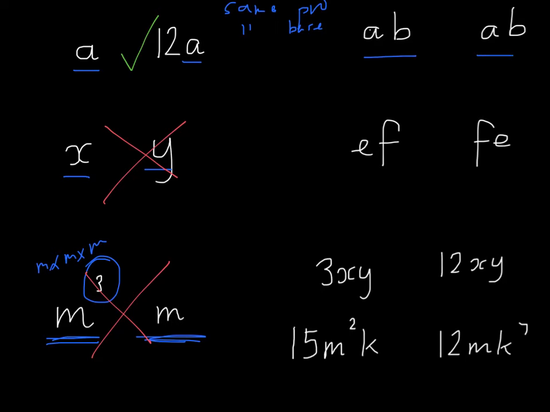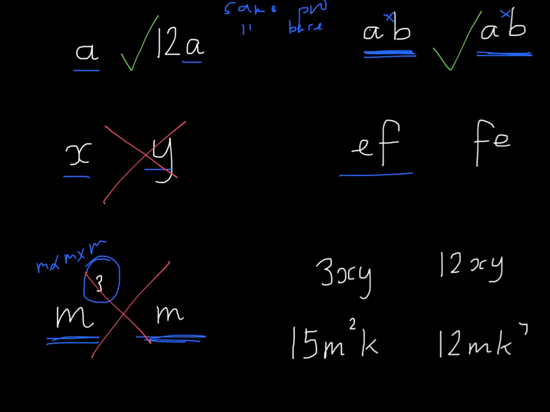Next one, AB and AB. Do they have the same pronumerals? Yes, they do. It's an A and a B and an A and a B. Technically, there's a little multiplication symbol in between those. We don't often show that with algebra. But same pronumerals, A and B, same base. There were no powers, so AB and AB are like terms.